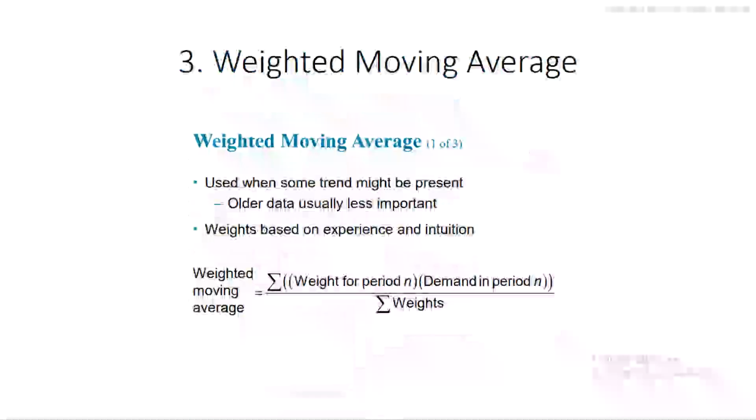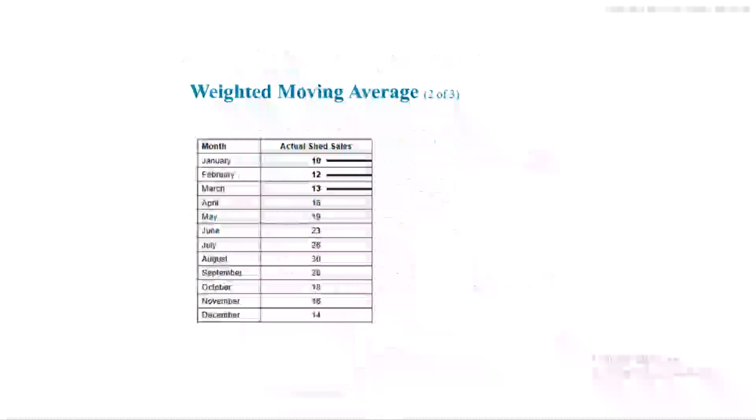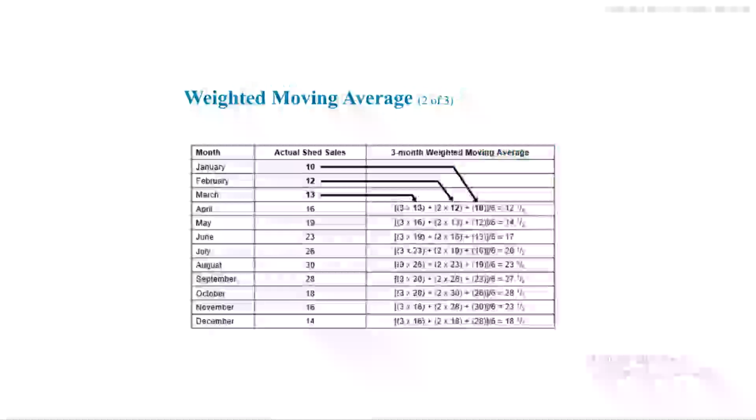Here, if you see, the data is the same. In the weighted moving average, you are taking the same data, 10, 12 and 13, and now just see how we are calculating it. 3 into 13, 2 into 12 and 1 into 10. This is the third month, second month and first month. Then 3 plus 2 plus 1 is 6, so we divide by 6. We are multiplying with the weights, and it comes to 12.1. It's a weighted average.